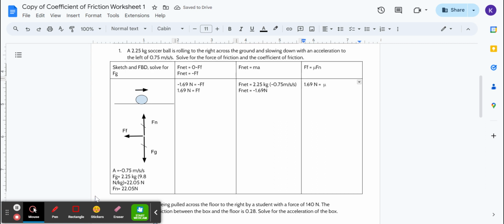Normal force is known. It's down here. I solved for it way at the beginning. So that's 22.05 newtons. Now to get the coefficient, I divide both sides by 22.05. So I'm going to plug in 1.69 divided by 22.05 in my calculator. And I get that the coefficient is equal to 0.0766. I'll just round that to 0.77.